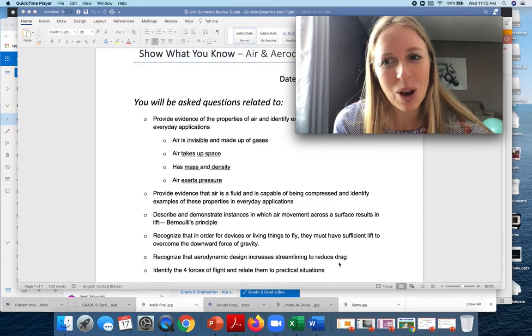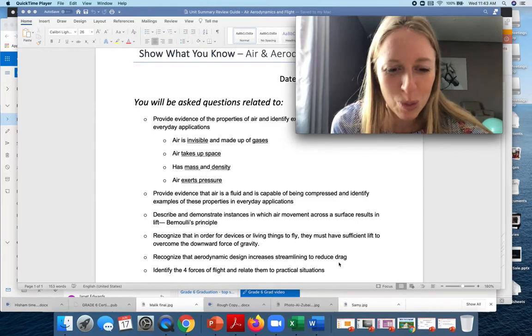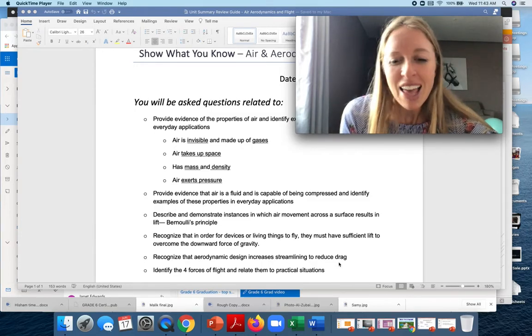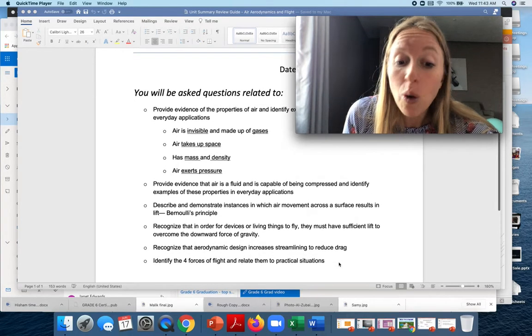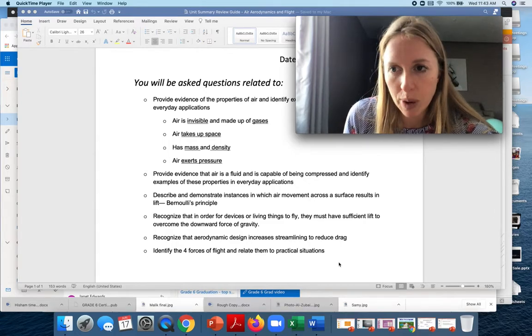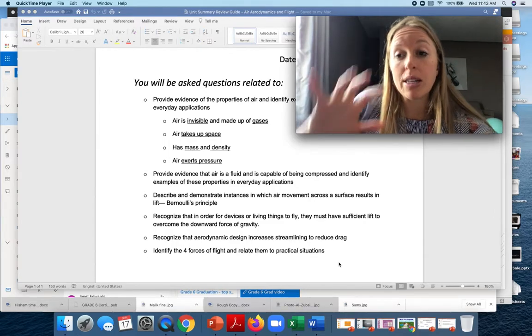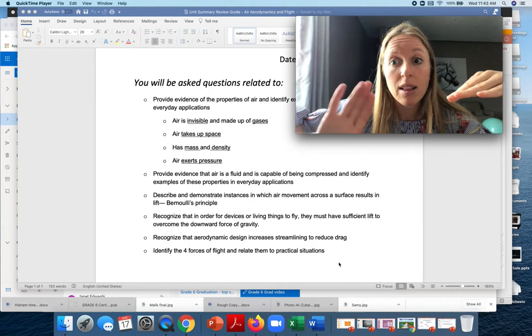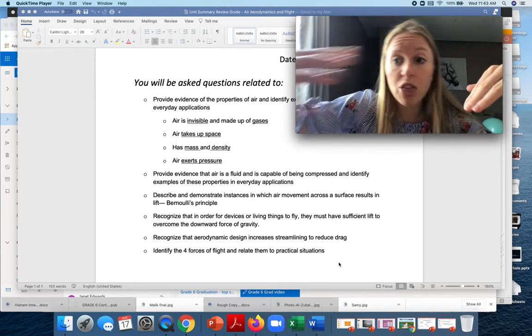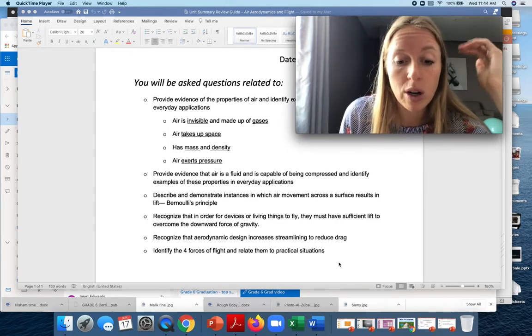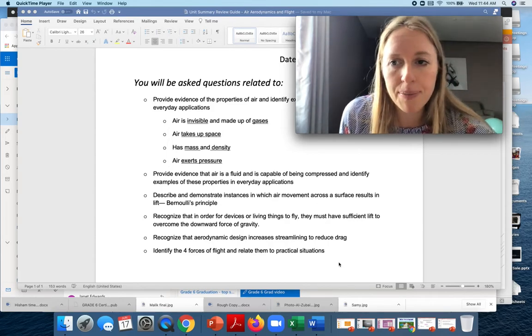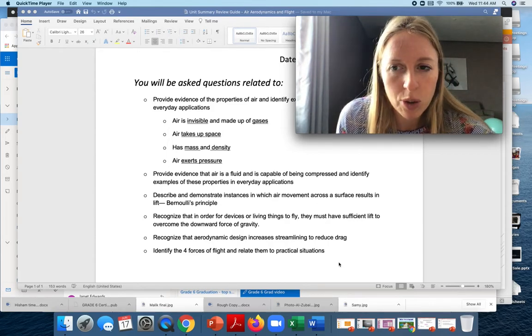And then I can share a couple others with you as well. But I want you to think about it first. Okay, then the last thing is identify the 4 forces of flight and relate them to practical situations. So again, that was what we did that whole page of, right? Lift, gravity, thrust, and then drag is the backwards force. So just think about relating those concepts to practical situations.